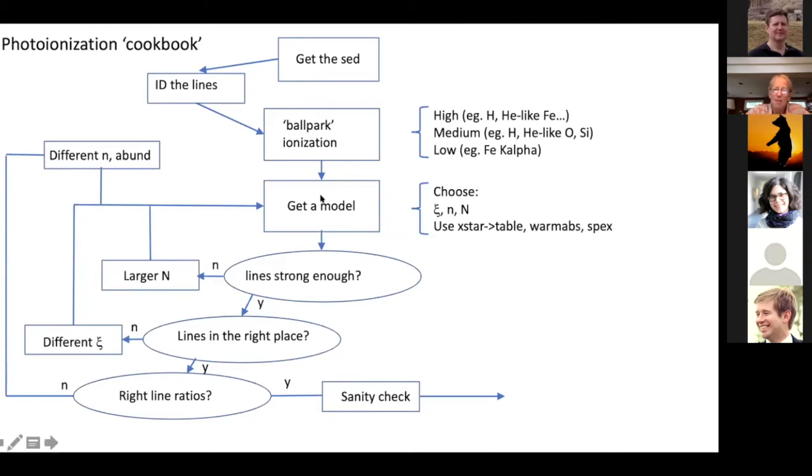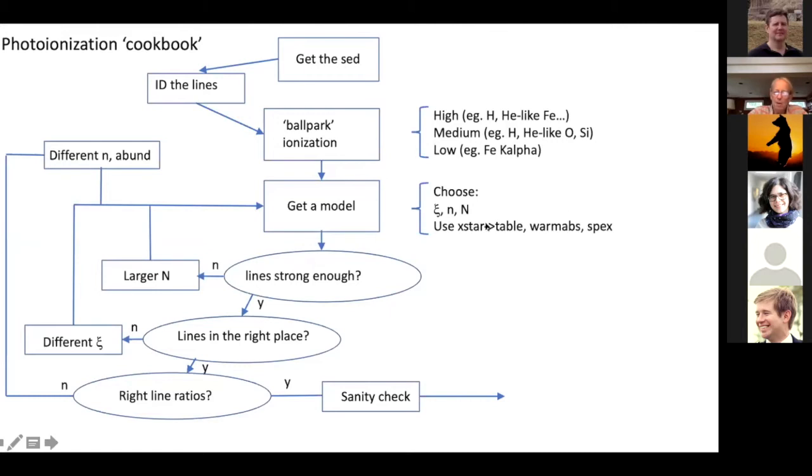So then you need to construct a photoionized model, and that involves choosing the three main parameters: the ionization parameter, the gas density, and the column density, or something to do with the size of the region. You can reorder these in various different ways. And then you need to use a code to calculate a model, which you can use inside of XSpec or SPEX to fit to the data.